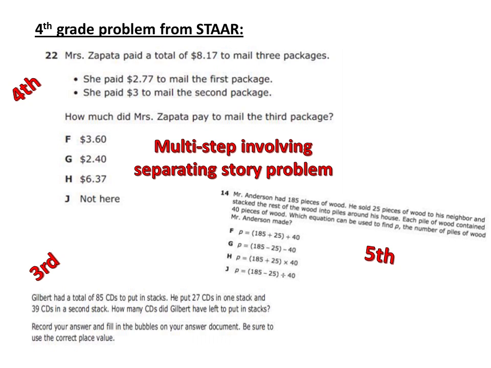We have a 5th grade story problem. A lot of times our 5th grade story problems are multi-step. But inside that multi-step is a separating. We have 185 pieces of wood. He sold 25. We've got to do that first step of separating 25 off. We have to come back with an answer, and then we know he's going to put 40 pieces into each pile of wood. How many piles is he going to end up making? So it involves some division, but it first has to have that separating piece. That separating story is occurring inside that multi-step.